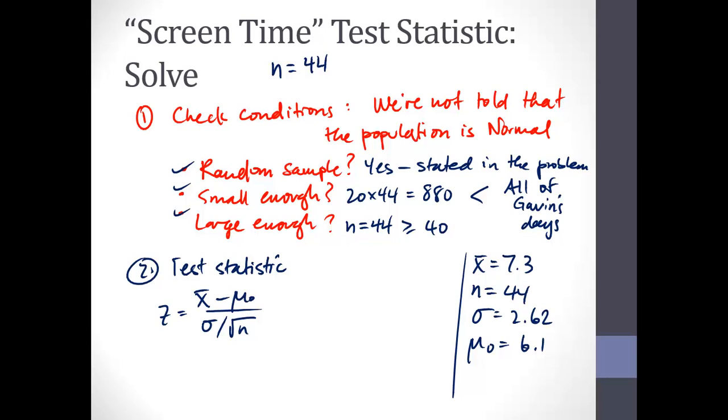So now it's just a matter of plugging this stuff in, right? So our z is going to equal 7.3 minus 6.1 divided by 2.62 over the square root of 44. If you punch that into your calculator, it will give you 3.038.